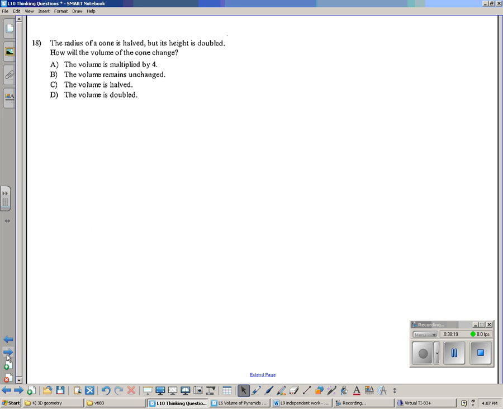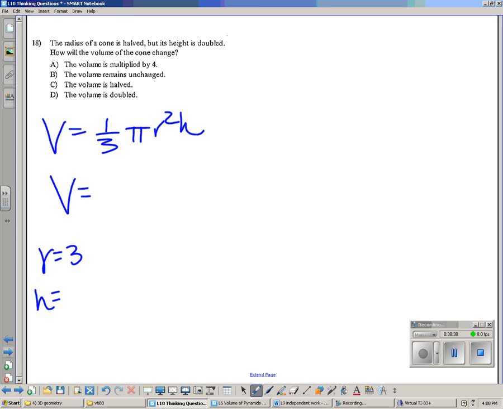All right, number 18 says the radius of a cone is halved, but the height is doubled. How will that change the volume of the cone? All right, well, the volume of the cone is 1/3 big B times H, which is pi r squared times H. So here's my old cone. Let's pretend old cone radius, say, is 3. Height is, I don't know, 10.